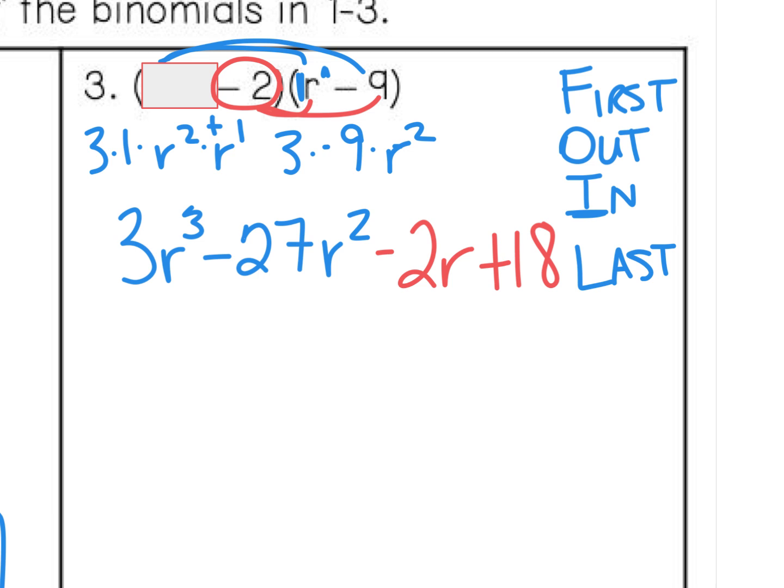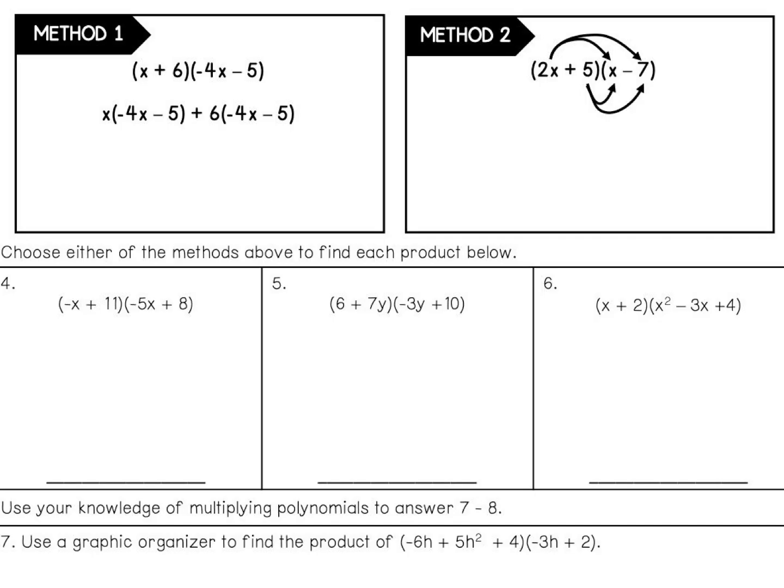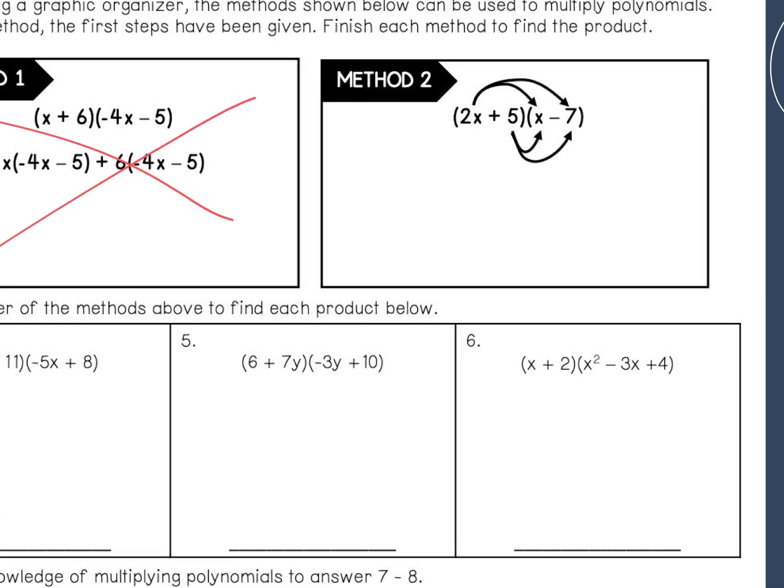Do I have any like terms here? No. I do not, so I am actually done. Now, and we'll look at one in a minute where we do get a like term, okay? And when we do that, we'll see what that looks like. All right? We're not going to do this method right here. We'll talk about that when we get to factoring.